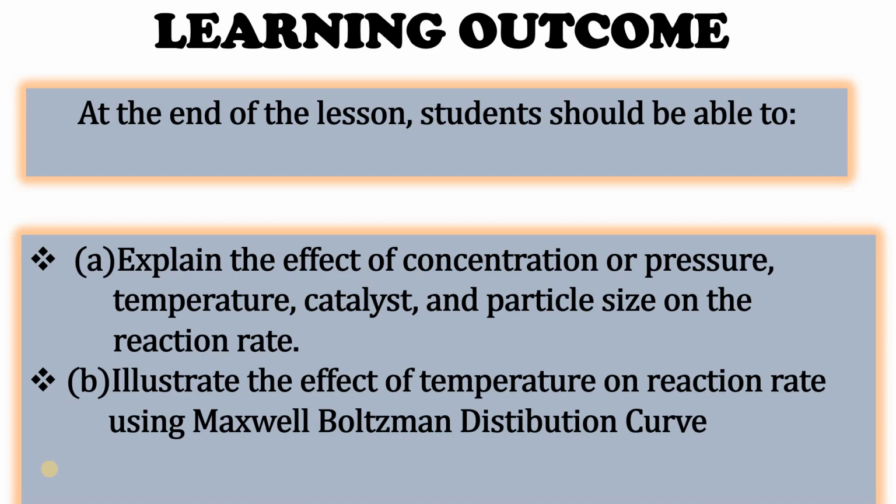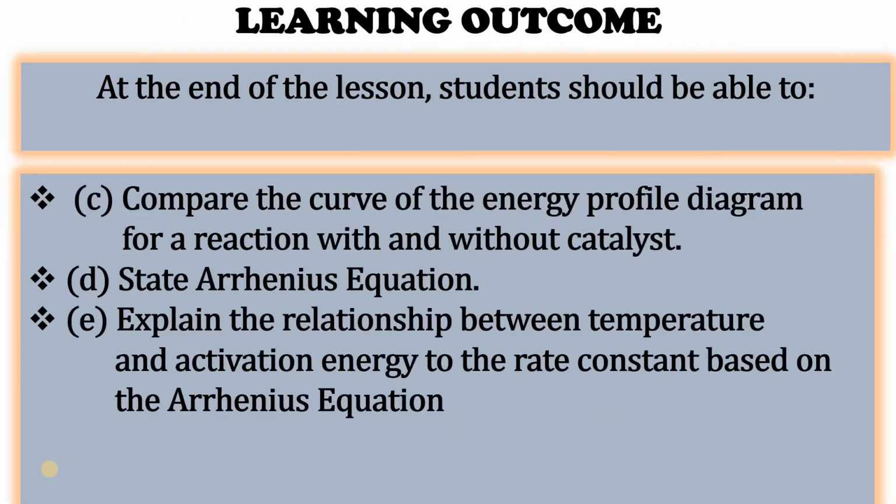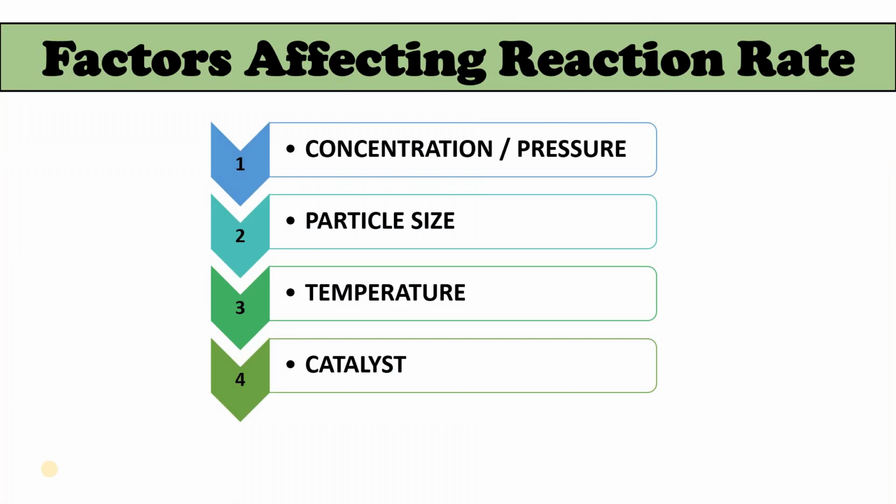B. Illustrate the effect of temperature on reaction rate using Maxwell-Boltzmann distribution curve. C. Compare the curve of the energy profile diagram for a reaction with and without catalyst. D. State Arrhenius equation. E. Explain the relationship between temperature and activation energy to the rate constant based on the Arrhenius equation.